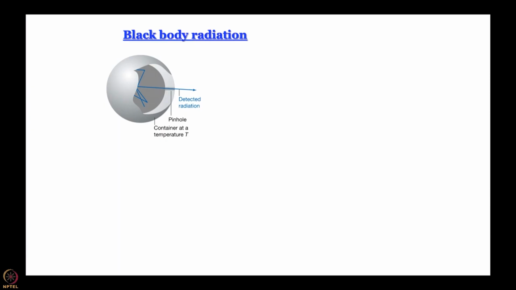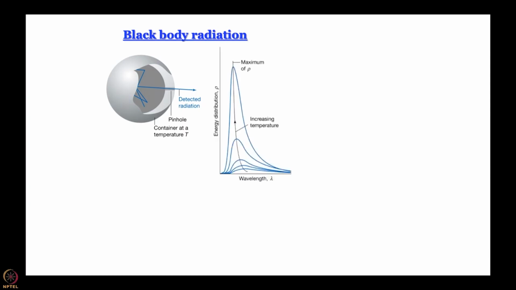If one looks at the emission of the black body as a function of wavelength, if you plot intensity versus wavelength, or distribution versus wavelength for example, then we get an emission spectrum, and the emission spectrum of a black body looks like this. What you see here is emission spectra at different temperatures.